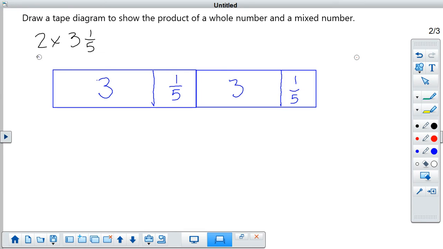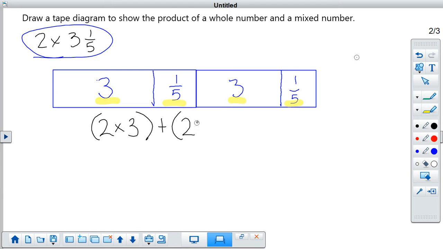We could record this as 2 times 3 1/5. So the four parts of our tape diagram would be the 3, 1/5, another 3, and another 1/5. That would be 2 threes, two sets of 3, and 2 sets of 1/5. And with that, I have basically done the distributive property. I've multiplied my two groups separately by the whole number 3 and the 1/5 separately.